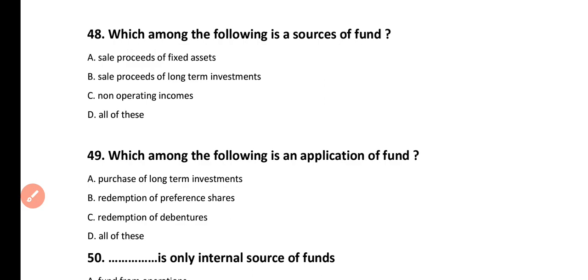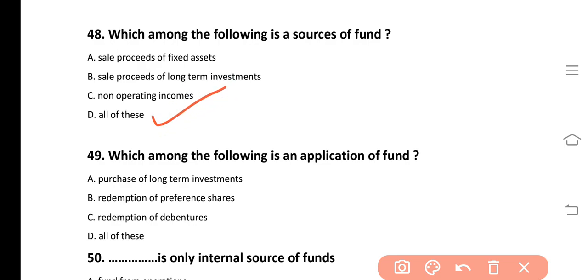MCQs number 48. Which among the following is a source of fund? Sale proceeds of fixed assets, sales proceeds of long-term investments, non-operating incomes, all of these. So the correct option is all of these, option D. These are the sources of funds.